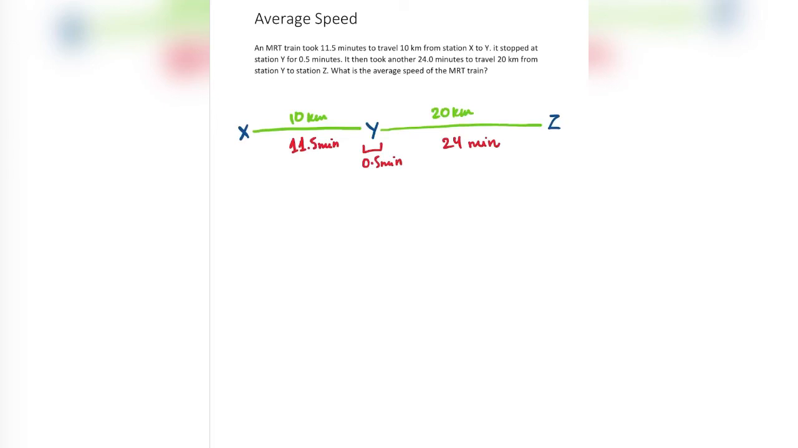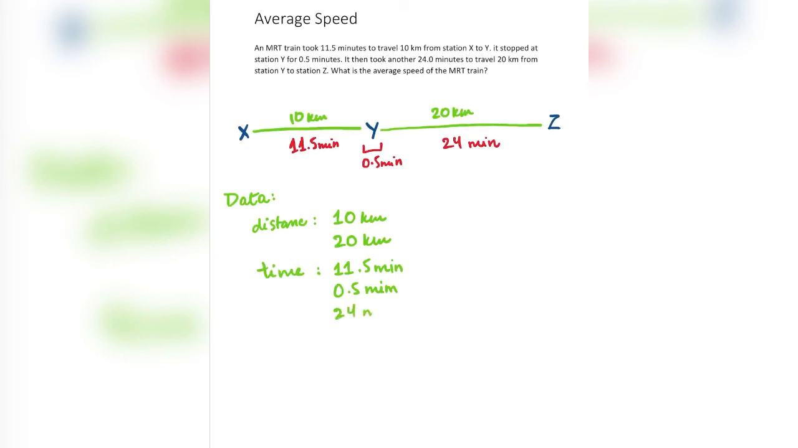Okay, so now let's make the data. What is given is distance: we have two distances, right? One distance is 10 kilometers and the other distance is 20 kilometers. Then time is given, and we have three times. The first, from station X to Y, is 11.5 minutes, then at station Y it stopped for 0.5 minutes, and then from Y to Z it took 24 minutes, right?